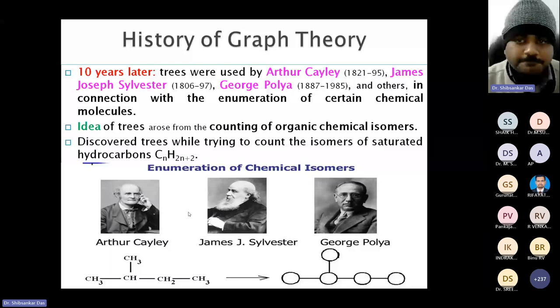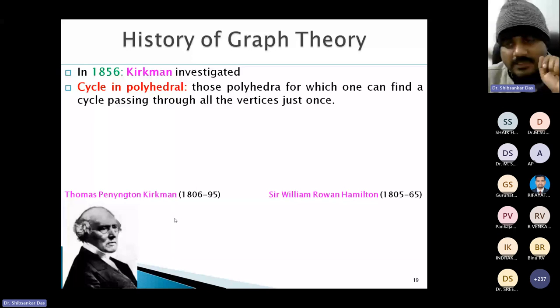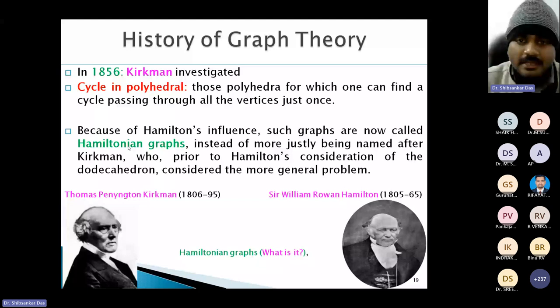Okay, and around 1856, Kirkman came to, he was interested to find a cycle on polyhedra, and later William Hamilton came. And he gave a more general statement and posed certain problems for some kind of graphs that are called Hamiltonian graphs. Though this idea was proposed by Kirkman, it is currently known as a Hamiltonian graph in many books.